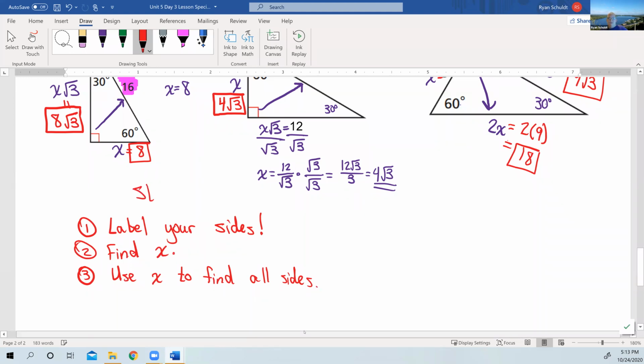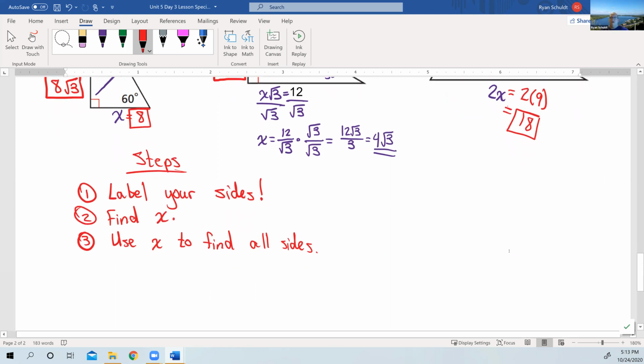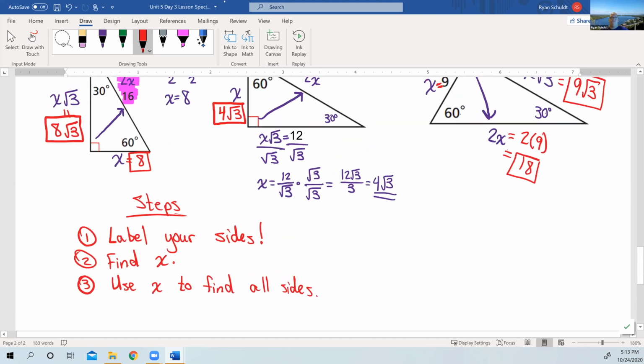That's really all there is to this. Label the sides. Based on which one you have, you'll label your sides, then you find X, then you use X to find all sides. That's really all there is to this. So with that being said, we're done with notes. So stay tuned for the guided practice.